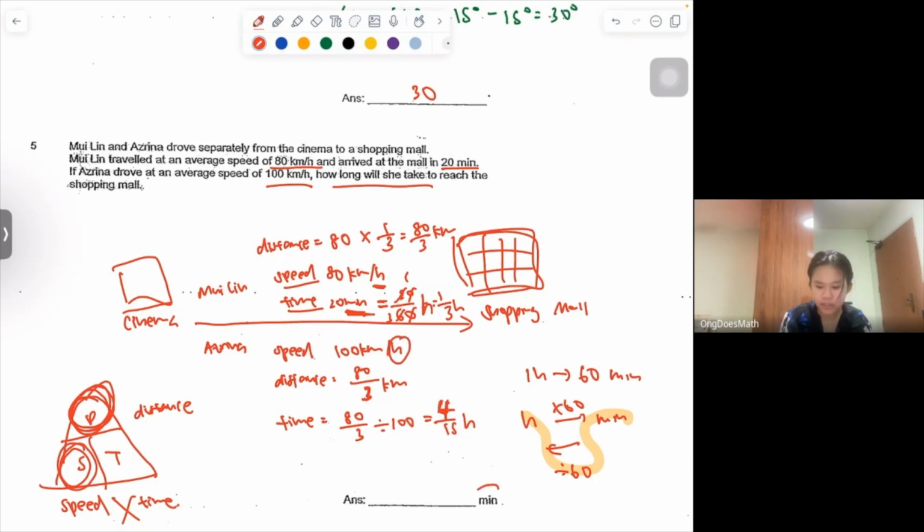So now the question wants us to express it in minutes, right? So 4 over 15 hours to minutes, it will be in the forward direction. So hours to minute is times 60. So you just have to take 4 over 15 times 60 minutes. Punch into your calculator, you should get 16 minutes. So the answer is 16.